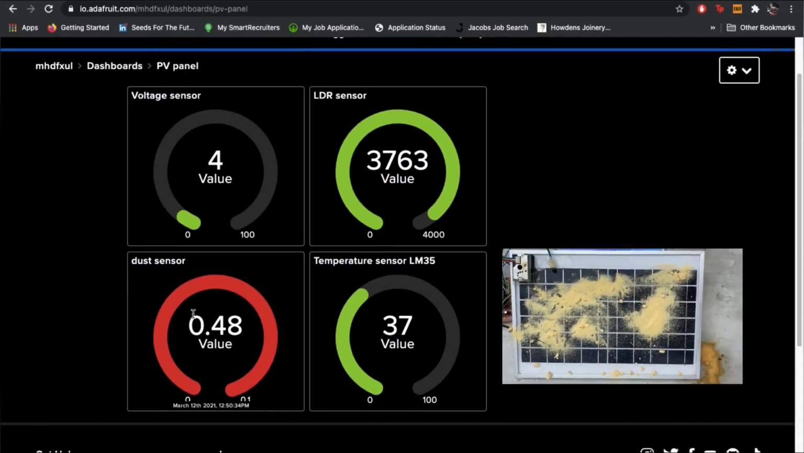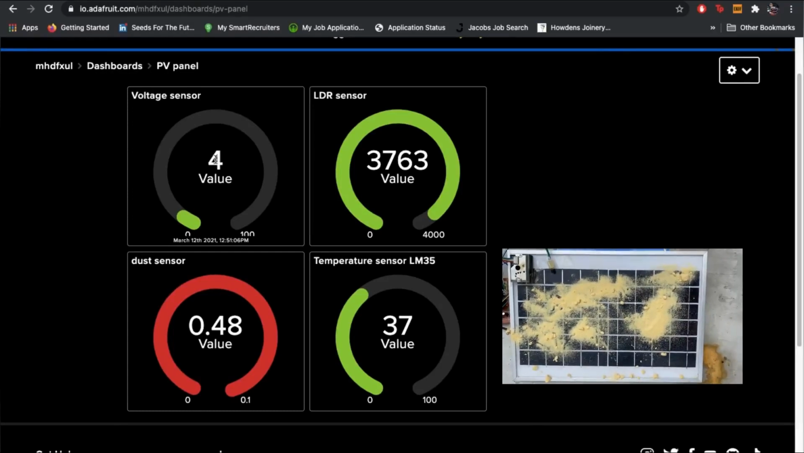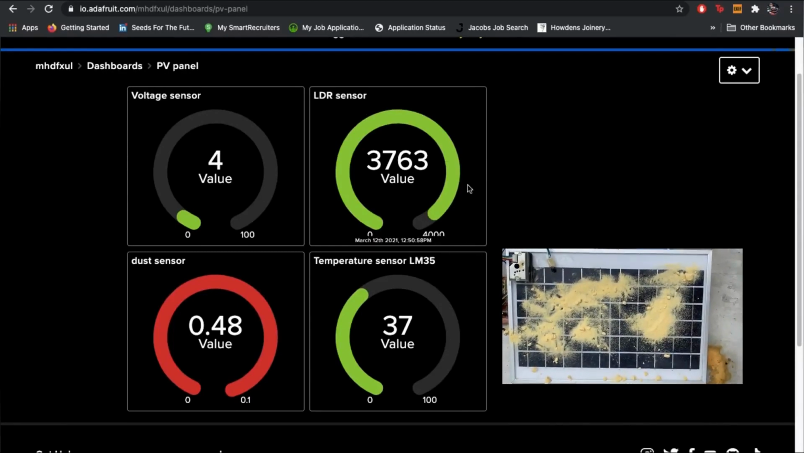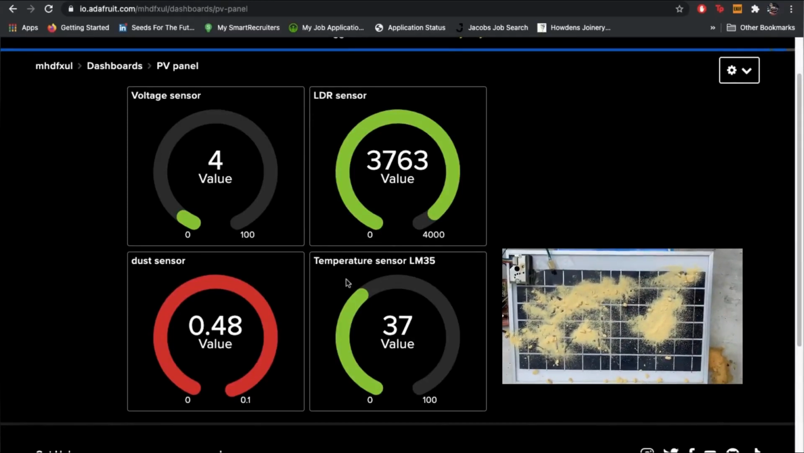So if you want to do a comparison, the voltage sensor is showing a value of 4. So it tells us that for the dusty solar panel, the voltage is lower than the clean one. For the second, the LDR sensor, the value is lower than the clean solar panel, since the dust is blocking the LDR. The third sensor is the temperature sensor. We can see here that the temperature is increased a little bit compared to the clean solar panel, since dust accumulation will increase the temperature of the PV panel.